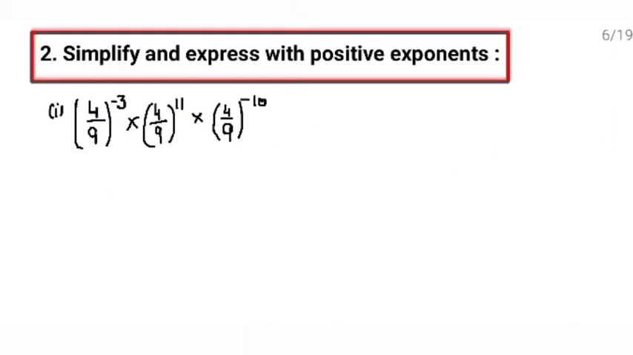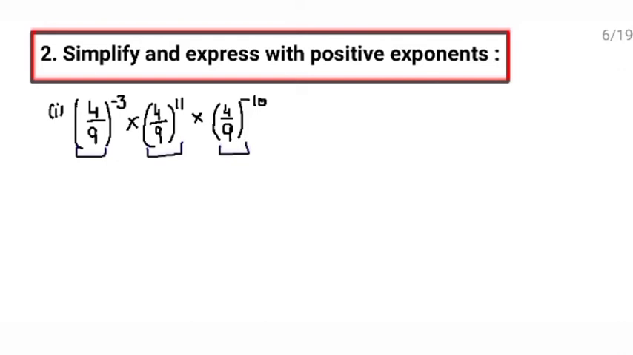Question number 2 is simplify and express with positive exponents. They said simplify, that means calculate it and then express with positive exponents. That means the power should be positive. So solve it. This is 4 upon 9 raised to the power minus 3, 4 upon 9 raised to the power 11, 4 upon 9 raised to the power minus 10.